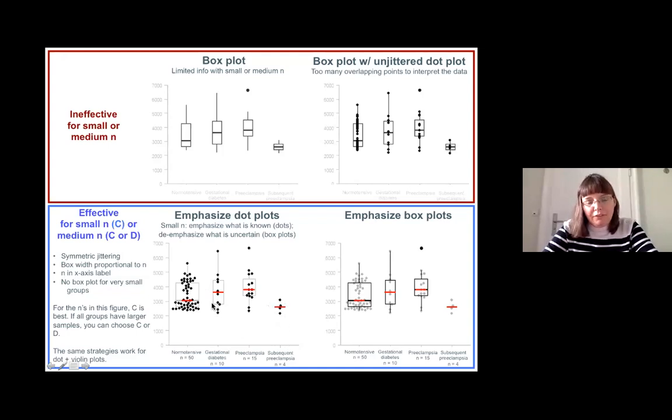And then in the first figure, which I would use with a sample size like the one shown here, which is a little bit smaller, I have emphasized the median line by putting it in color, and also the dots by putting them in the foreground and in black. And then I've de-emphasized the box plots by putting them in gray and in the background. And I can reverse this by emphasizing the box plot and de-emphasizing the dot plot if I had a larger sample size or if I wanted to focus people's attention more on the box plot.